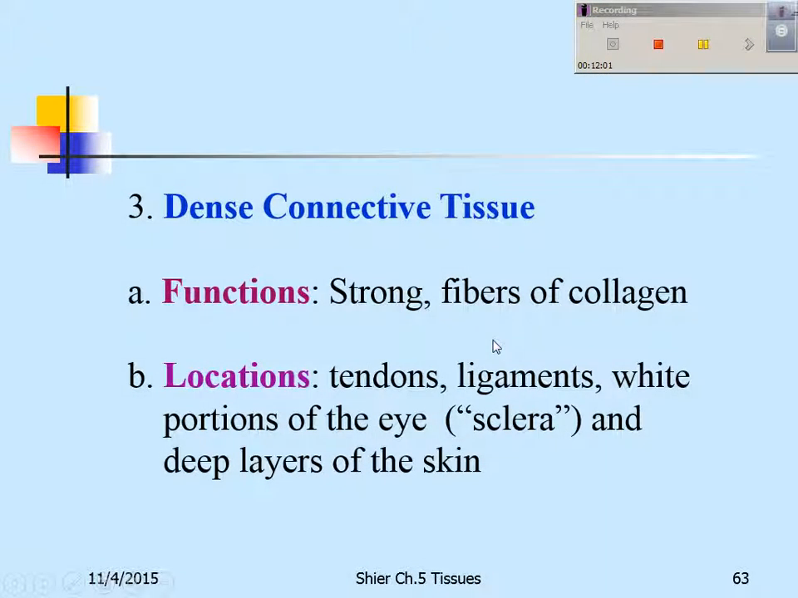All right, so our next one is dense connective tissue. Dense connective tissue, again, is the opposite of that loose connective tissue. It's very, very strong, has lots of fibers of collagen, and we find it within our tendons and our ligaments. Also, we find it in the white portions of our eye, or the sclera. If you poke your eyeball, it's pretty tough stuff. That's actually dense connective tissue. We also find it within the deep layers of our skin. When we looked at that segment of skin, there was epithelial tissue on top, loose connective tissue underneath, and then dense connective tissue underneath that.